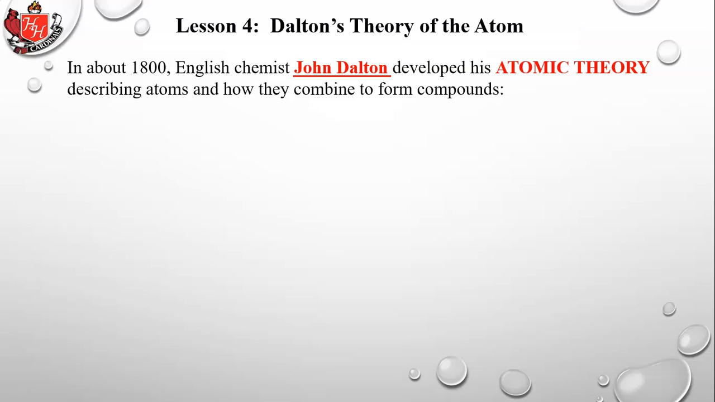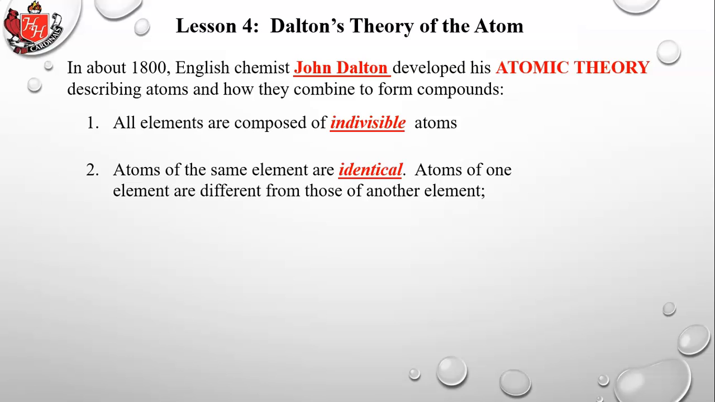In about 1800, English chemist John Dalton developed his atomic theory, describing atoms and how they combine to form compounds. 1. All elements are composed of indivisible atoms. Indivisible means cannot be divided. 2. Atoms of the same element are identical. Atoms of one element are different from those of another element.